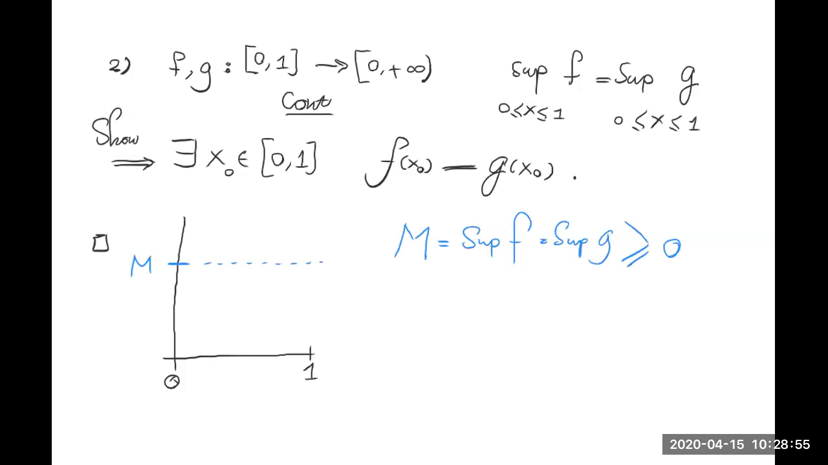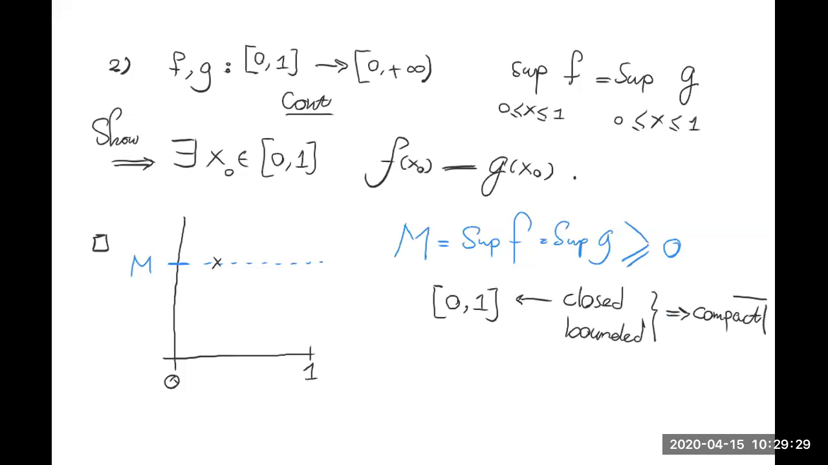When the supremum of f equals m, it means at some point f becomes equal to this number. Why? Because the domain of f is the interval from 0 to 1. It has two important properties. It's closed and it's bounded. And as we know, we call these subsets of R compact. And the important thing is that on a compact subset, f always attains its supremum.